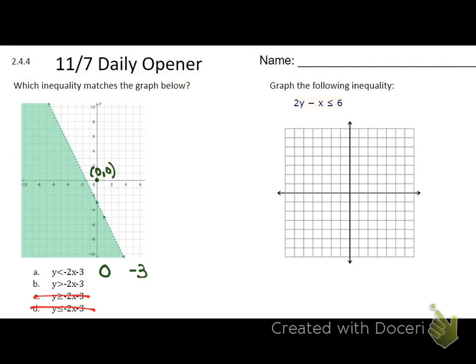Okay, now from here, this side is not shaded, meaning my solution was not true. So if my solution's not true, then I have to pick the inequality sign that's going to make 0 and negative 3 not true. So which inequality sign would I use to make that not true? How would I read it? I would say 0 is less than negative 3. And that's not true, is it? No, that's not true. So we would pick the y. So which letter is that? A.